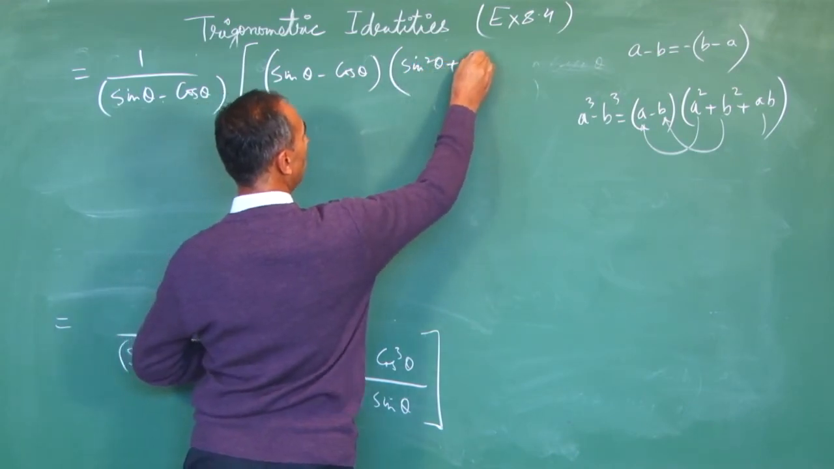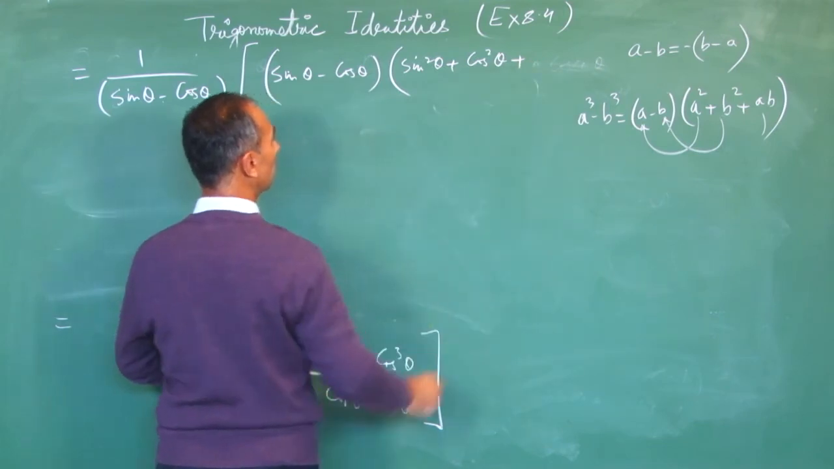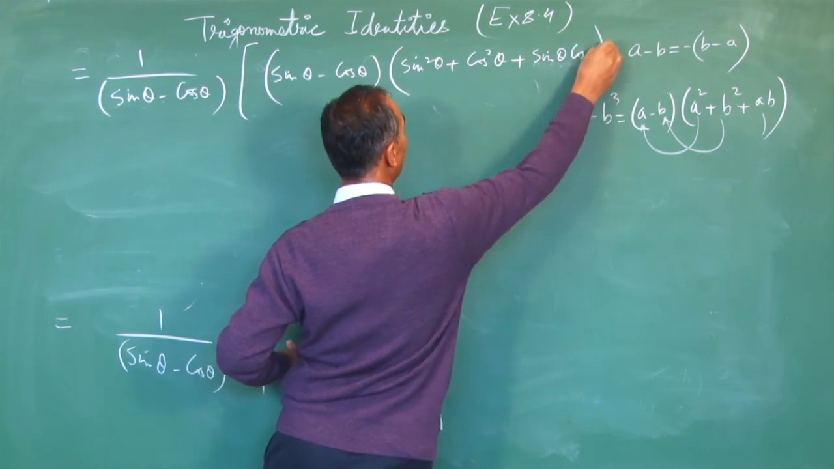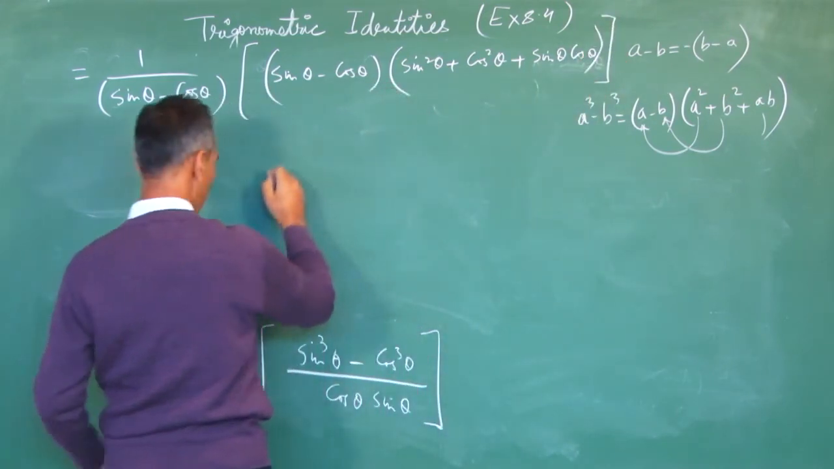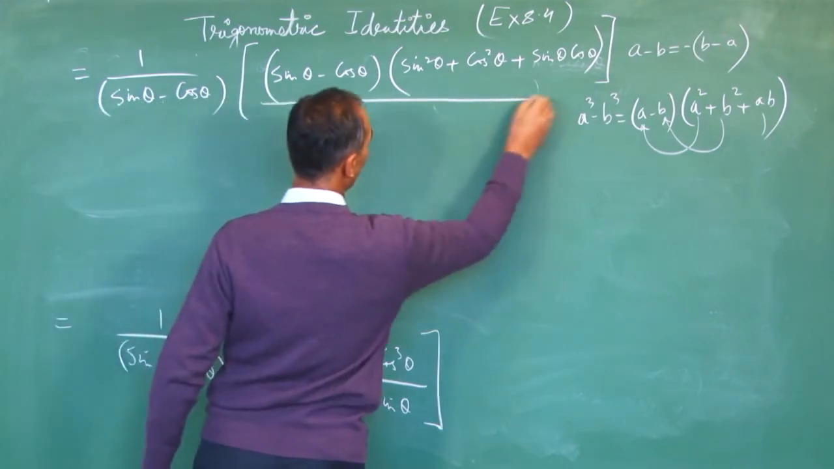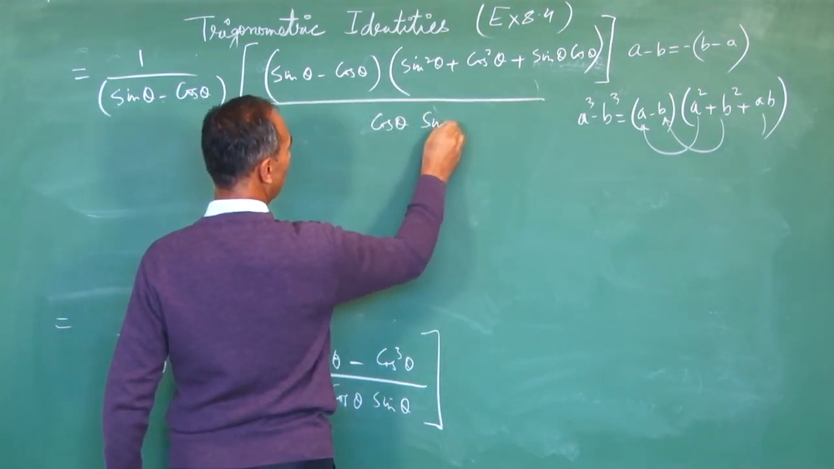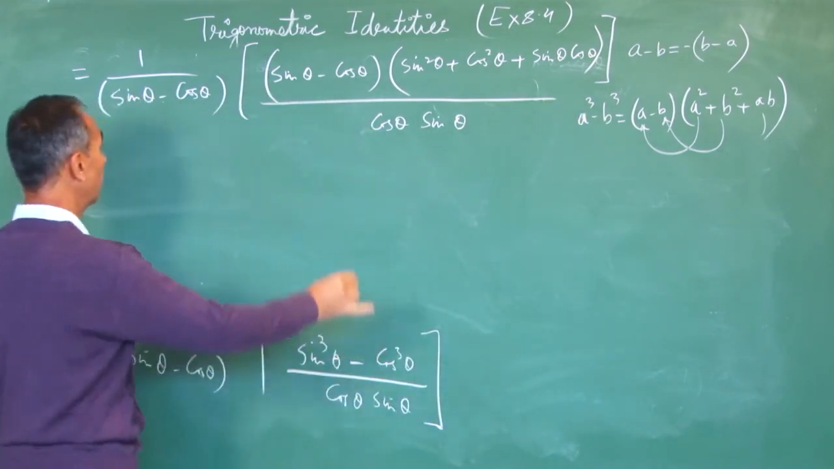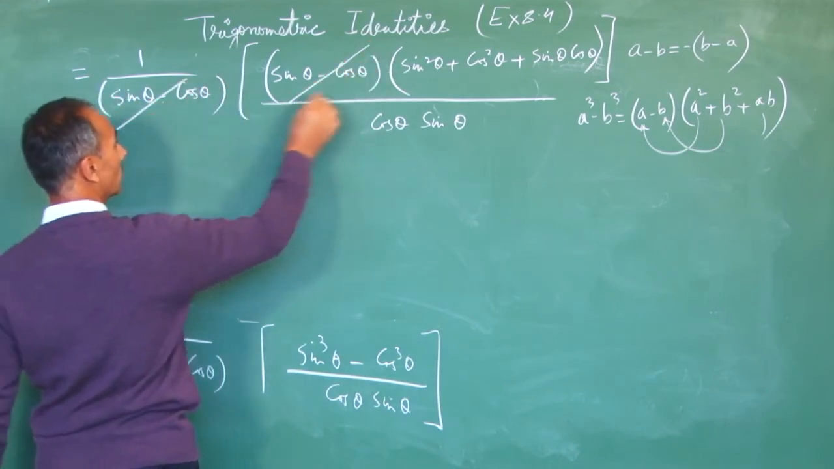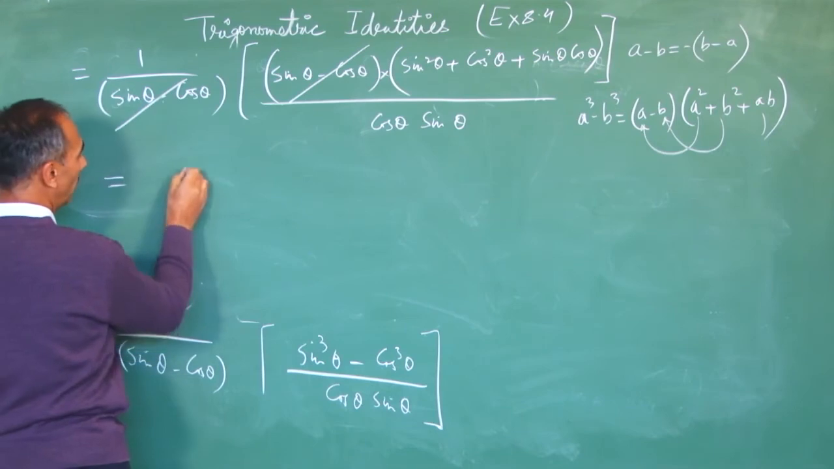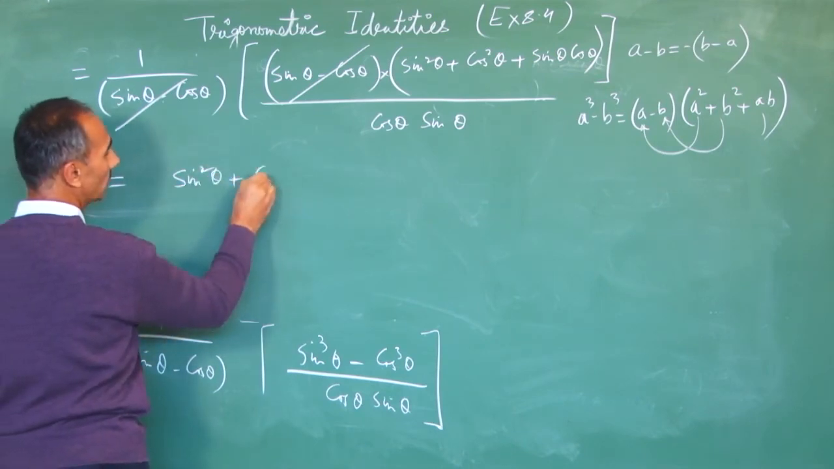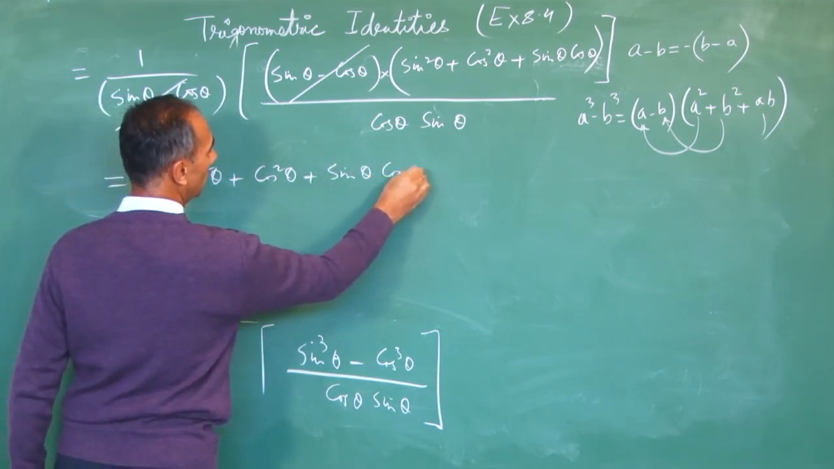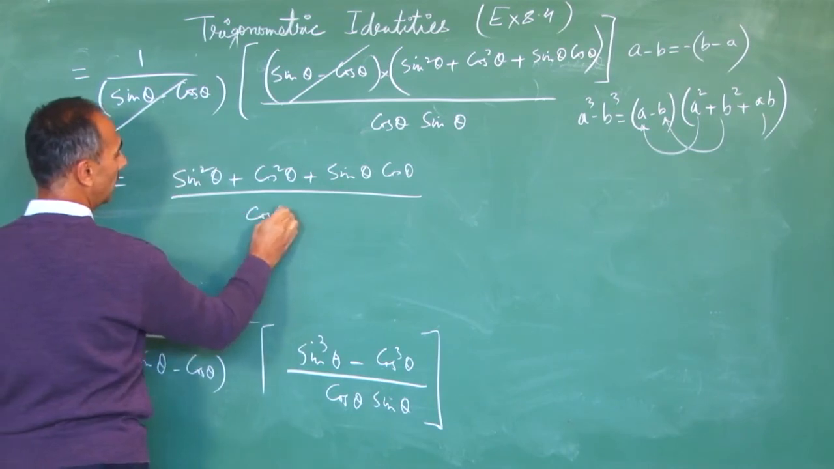theta, plus b square, plus a into b, sine into cos. Sine theta into cos theta in the numerator. Close it. And what about the denominator? It's cos of theta into sine of theta as it is. Are we going to cancel any term? We can cancel sine theta minus cos theta because this is in product. What are you left with? You are left with sine square theta plus cos square theta plus sine theta into cos theta divided by cos theta into sine theta.